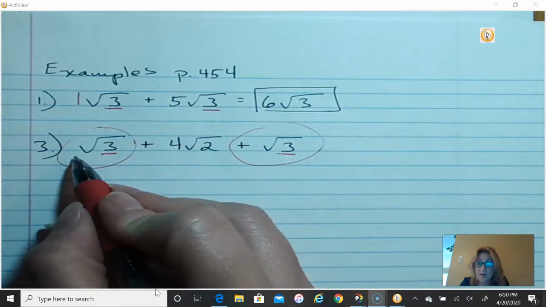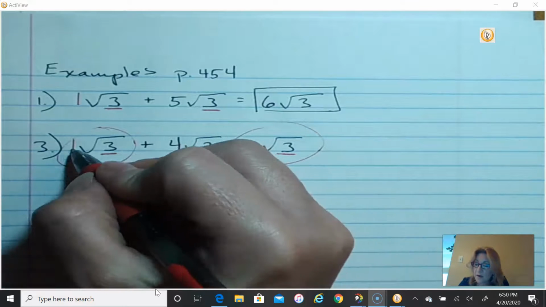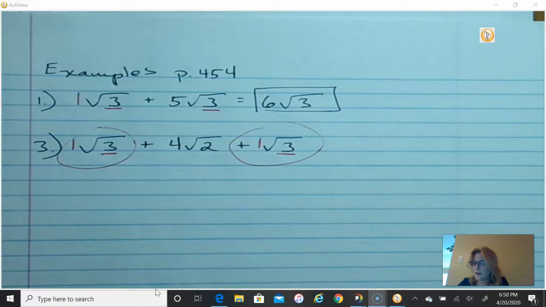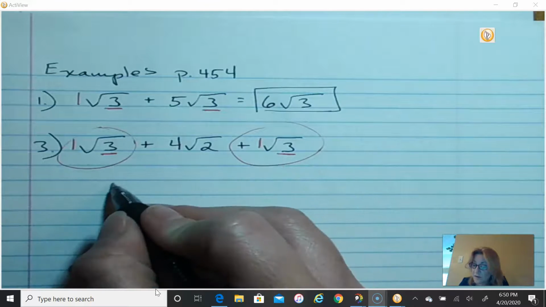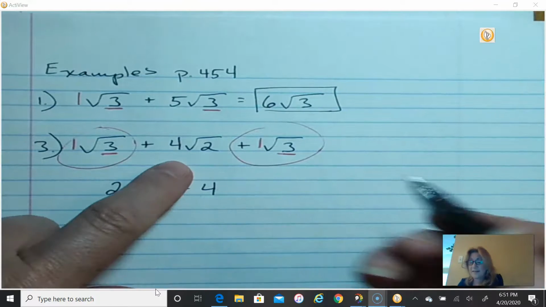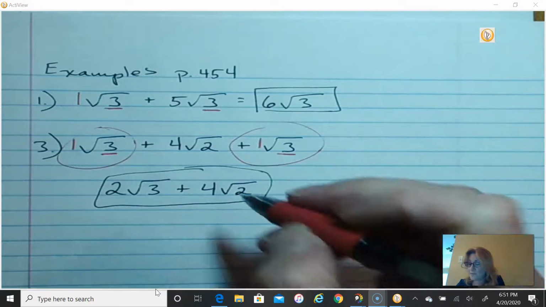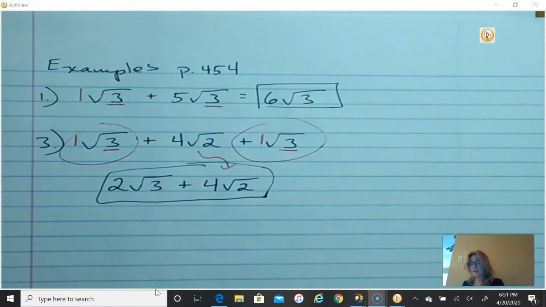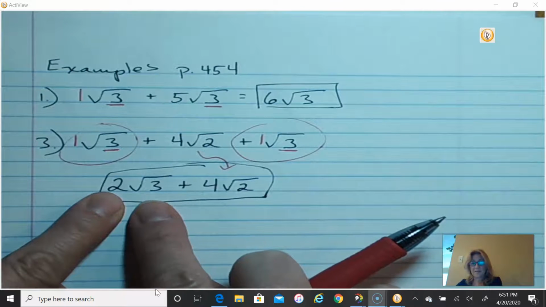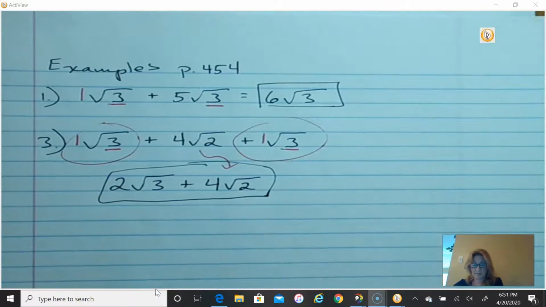All right. If I do not have a number in front of that radical sign, Alexis, what do I pretend is there? A 1. Okay, so these two I can combine. 1 plus 1 is 2. So 2 times square root of 3 plus, and then this, it has nothing to combine with, so I'm just rewriting it, and there's my answer. Okay, so we combine our like terms, that gives us this. Whatever's left over, just like we've always done this year and last, we just rewrite it.